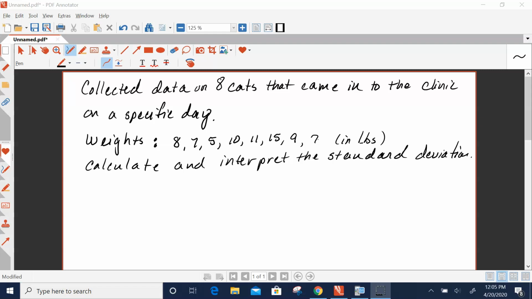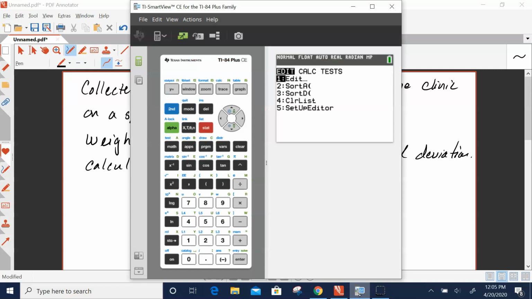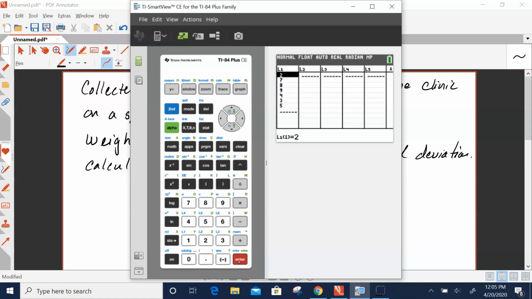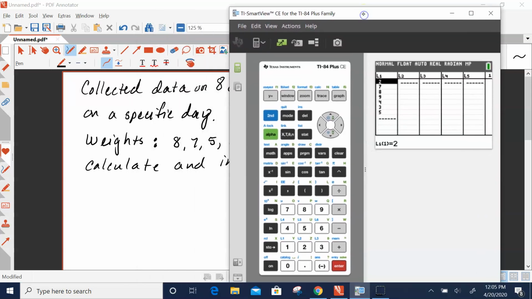So I would like to calculate and interpret the standard deviation. Let's go ahead and either use our calculator or use the online calculator to get the standard deviation. So let's suppose I went to my TI calculator. I would go to the stat feature, and the first feature we see is edit, and I would press enter. Then I would enter my data that I collected.